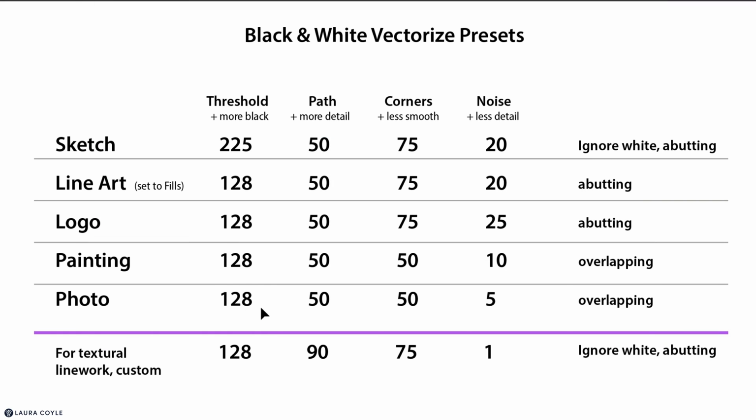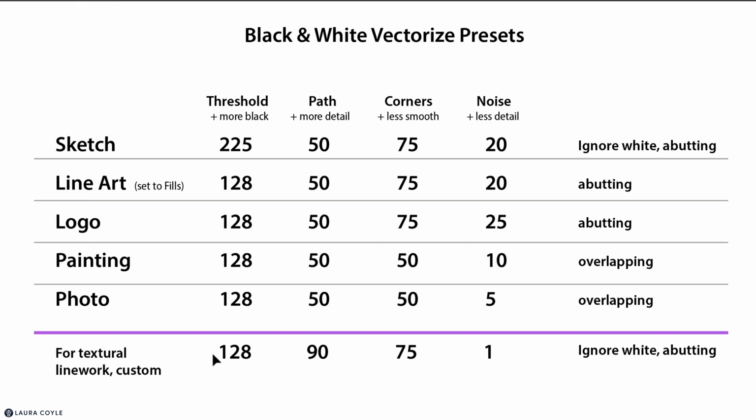All right, let's go back to the chart really quick. So now that we've talked about the threshold setting here on these different presets, here's the path. So all of the presets give you a path setting of 50%. And what I'm looking for generally, these are some of the settings down here below this purple line. I'm showing you the settings that I like to use for black and white line art. So these are my custom settings here.